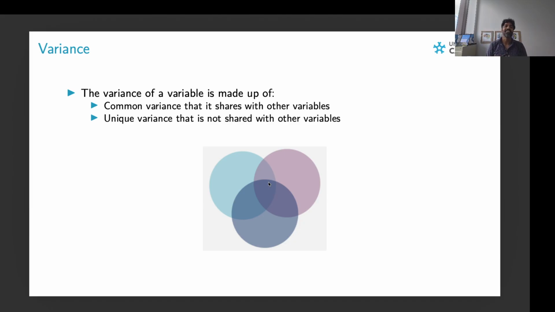And the variance. So the variance of a variable is made up of common variance and unique variance, right? These aren't really statistical terms. It's just a sense of understanding when it comes to these variables, what overlaps and what doesn't. That's all it is. So we hopefully have a good sense of what variance is now.